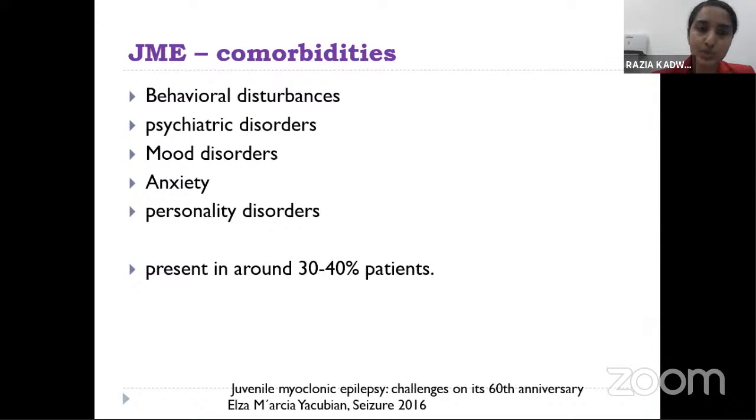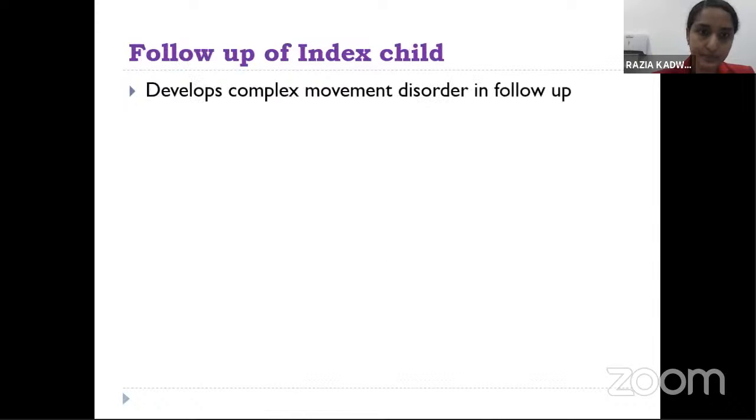So we must also remember that we are not only treating seizures, we have to treat the patient as a whole. So we have to look for behavioral disorders, mood disorders, and anxiety, which is usually seen in 30 to 40% of patients with juvenile myoclonic epilepsy.